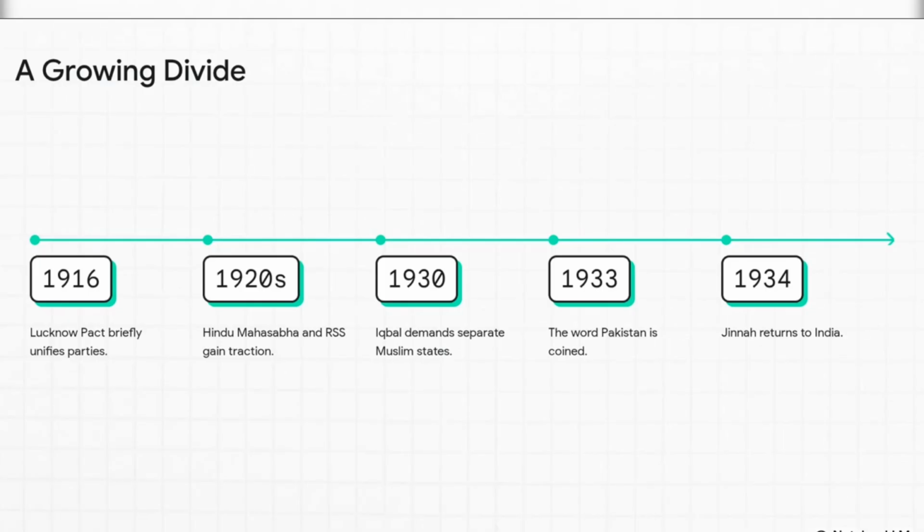But we have to remember, Jinnah wasn't operating in a vacuum here. While the 1916 Lucknow Pact briefly brought parties together, the 1920s saw a huge rise in communalism on all sides, with groups like the Hindu Mahasabha and the RSS gaining real traction. In response to this, by 1930, Muslim League President Muhammad Iqbal officially demanded a separate bloc of Muslim states. And here's a wild fact. It was in 1933 that a Cambridge University student published a pamphlet that actually coined the word Pakistan for the very first time. The stage was well and truly set.